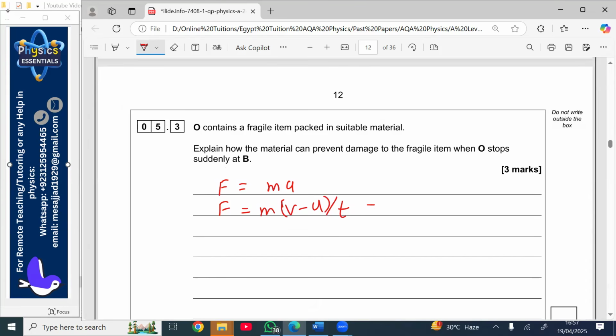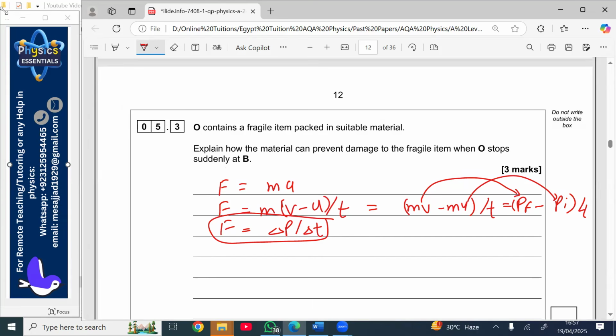So if I open up the brackets, it will be mv minus mu over t, which turns into m times v as final momentum minus m times u as initial momentum, over t. So I can write the change in momentum as delta P and the change in time as delta T. So this is my formula. Now from here, I can see that delta T is the stopping time.